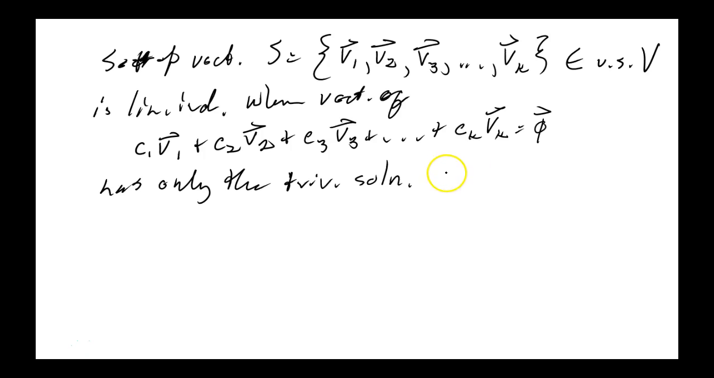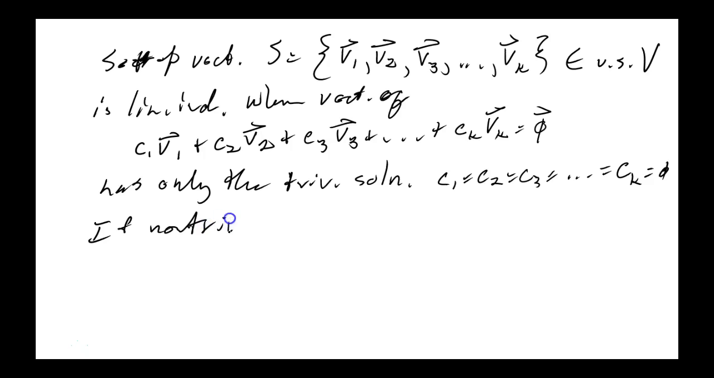And that trivial solution would be C1 equals C2 equals C3 equal dot dot dot equal C sub K, and they're all equal to the number 0. If there are non-trivial solutions, at least one, just one, any one, then linearly dependent. Okay. And we'll pick up with example 7 next time.